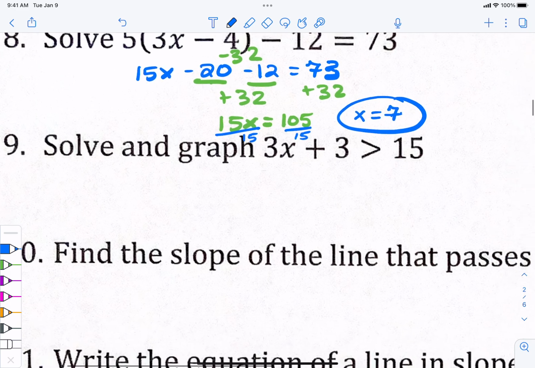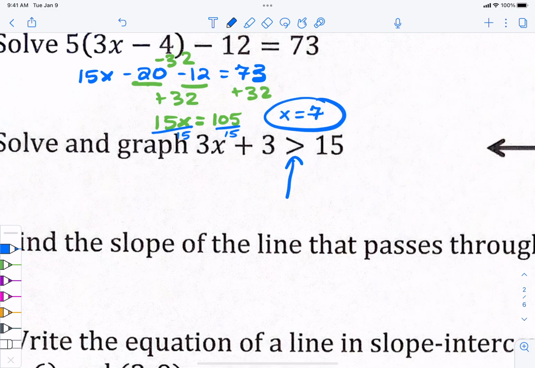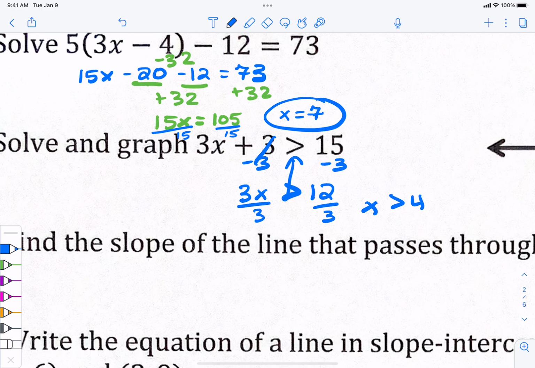Solving. Number 9, solve and graph. This is an inequality. So here's my little not equal to symbol. It's greater than. Subtract the 3. This is just normal math. 3x is greater than 12. And then divide by 3. X is going to be greater than 4.